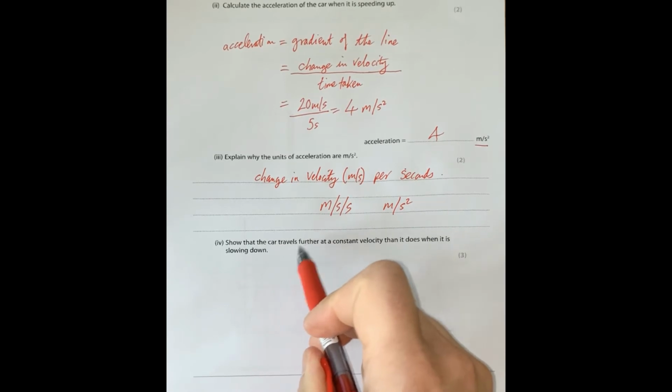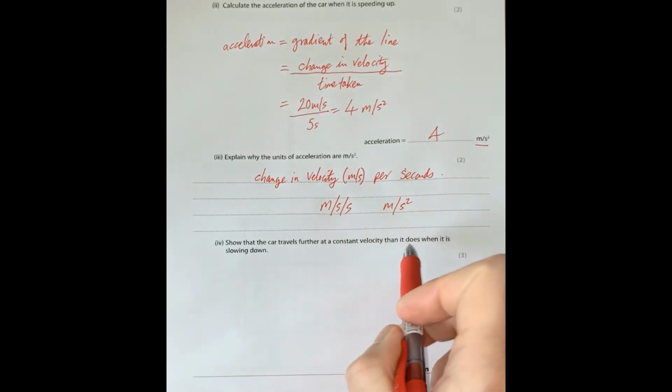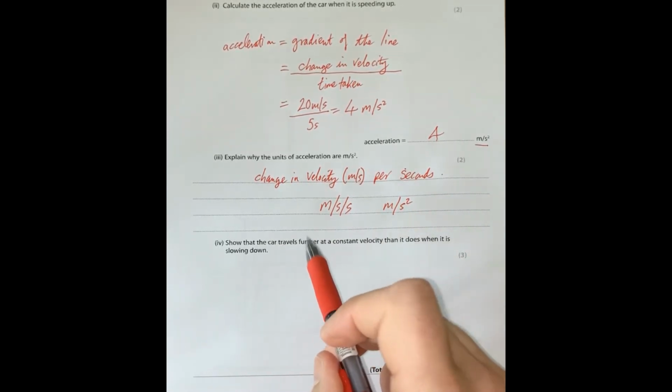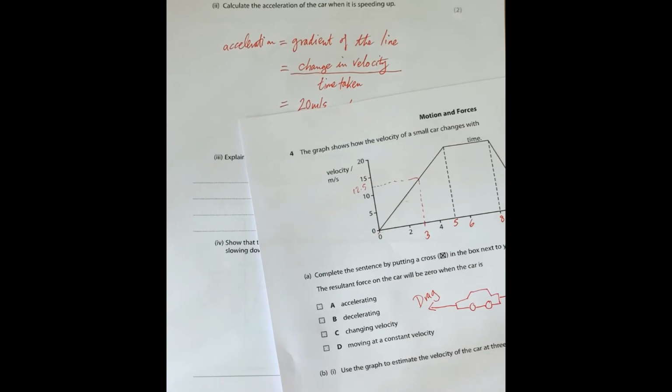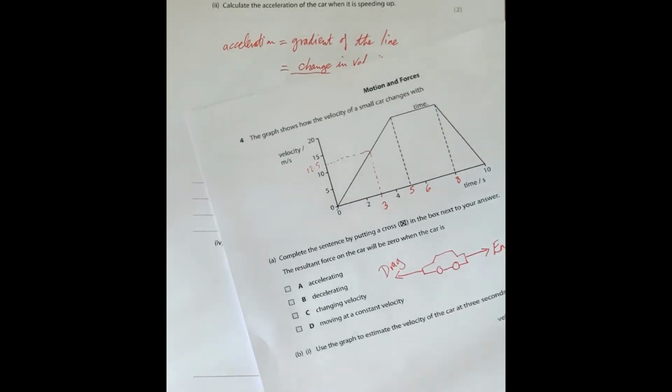Show that the car travels further at a constant velocity than it does when it is slowing down. Right, so what we need to do then is take a look at our graph again. So I'm going to go back to the graph. Okay, and it says show that it goes further at a constant velocity than it does when it's slowing down.